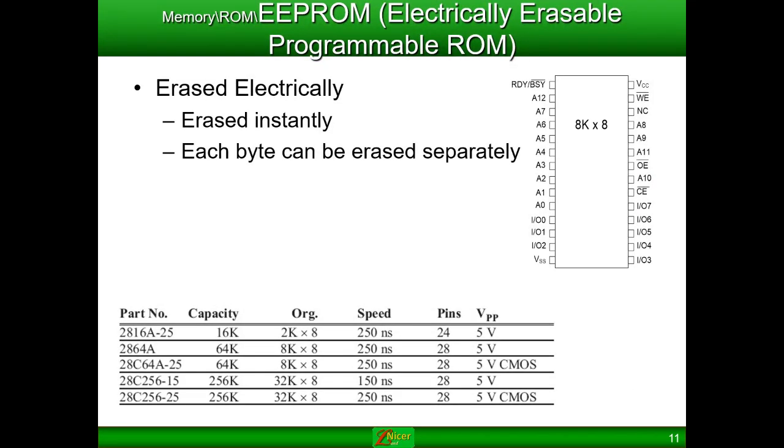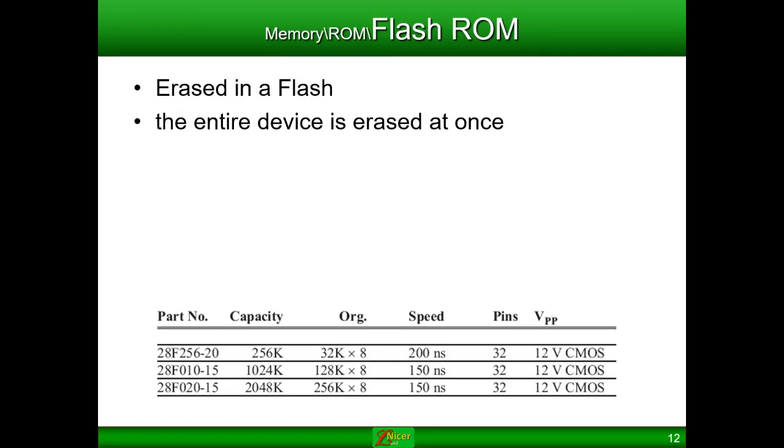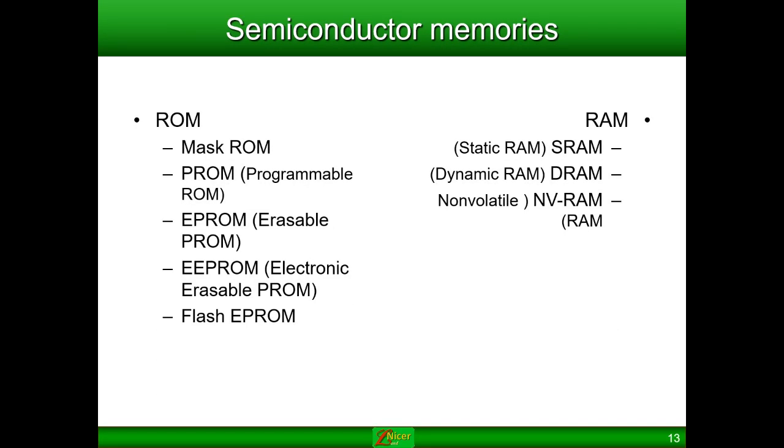and then it is reprogrammed as well. Then we have our EEPROM. This can be erased electrically, and it can be erased instantly, and each byte can be erased separately, and it is easy to program again as well. There are a lot of tutorials available on the internet on how to reprogram a ROM. Then we have our flash ROM. It can be erased in a flash, and the entire device is erased at once. And as I said before, it is also easily reprogrammable.